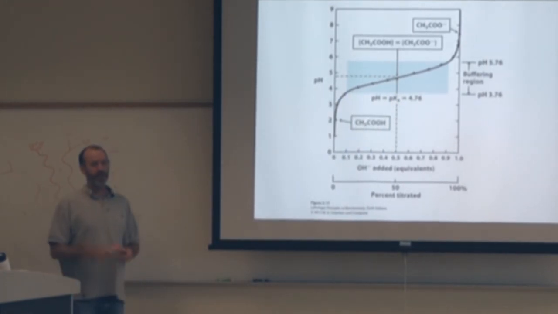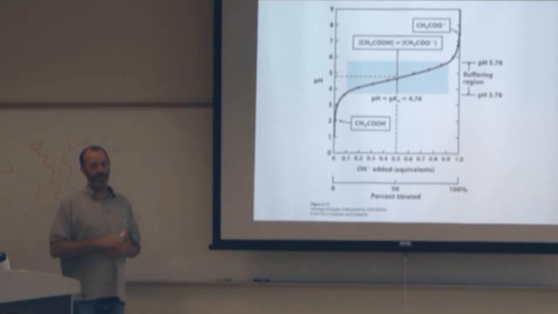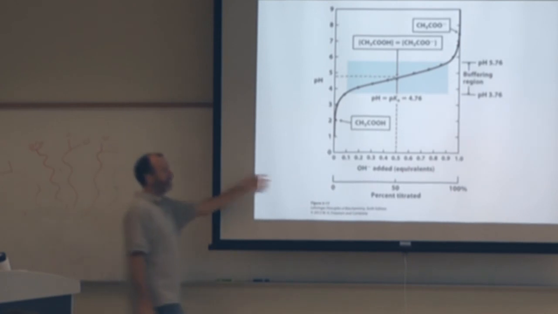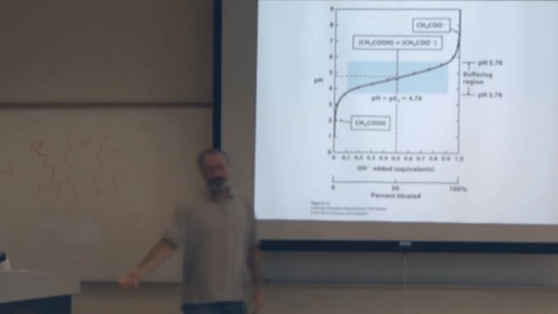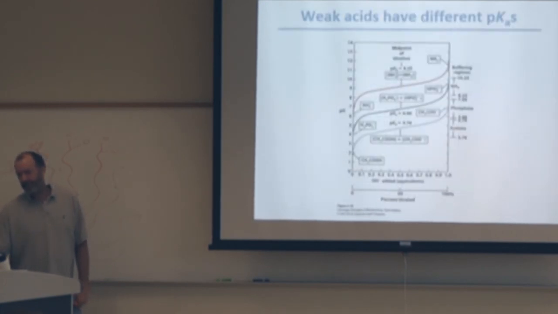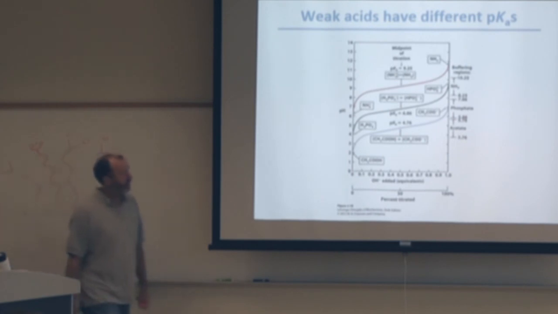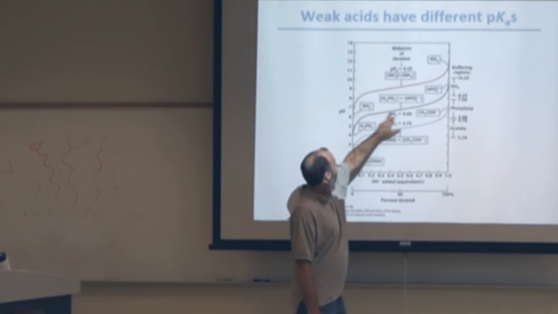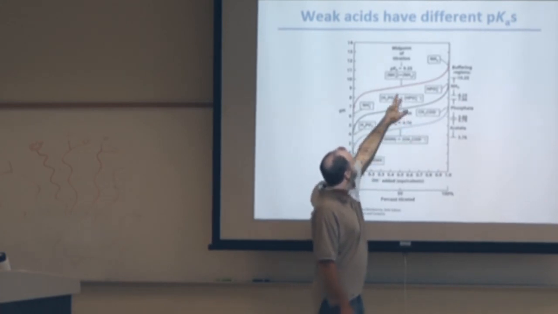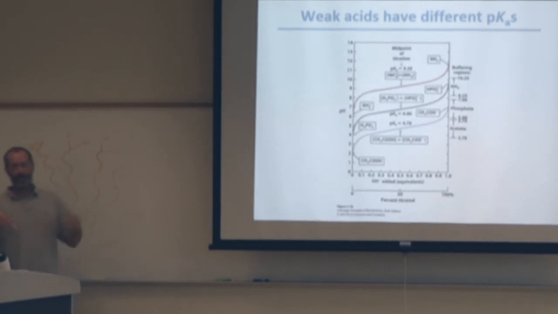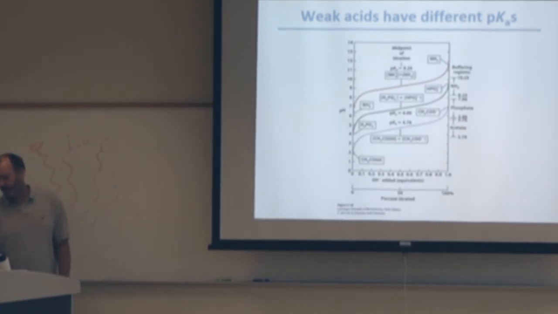So the one lab I'm going to have you do, I'm going to give you a weak acid, you're going to titrate, develop the titration curve, and then estimate the pKa of that weak acid. Weak acids have different pKa's. So again, this is acetic acid, this is phosphoric acid, and then this is ammonia. So you have different buffering regions, so you have a whole host of buffers that you can use.